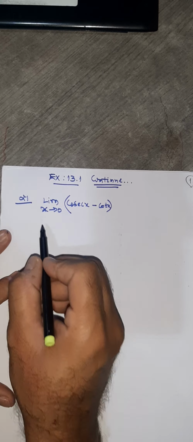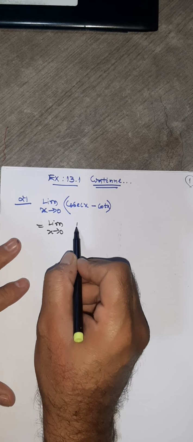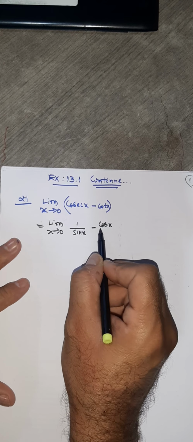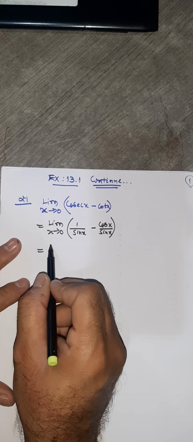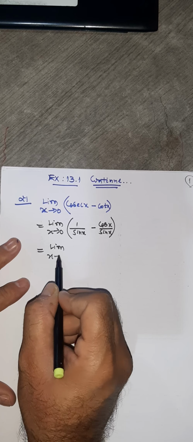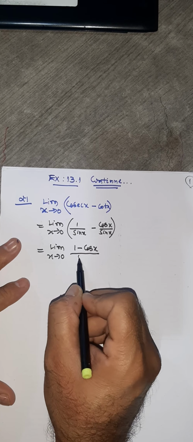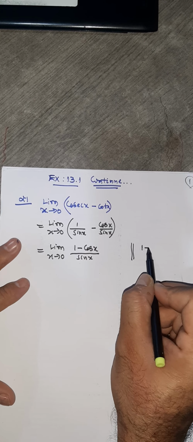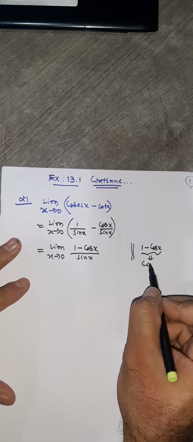So obviously, what's the first step? Yes, reduce into sine cos. So this is just (1 minus cos x) upon sine x. So what we are getting? Limit x tends to 0, 1 minus cos x upon sine x. So can you recall? In any limit question, if you have 1 minus cos or 1 plus cos, take the conjugate.